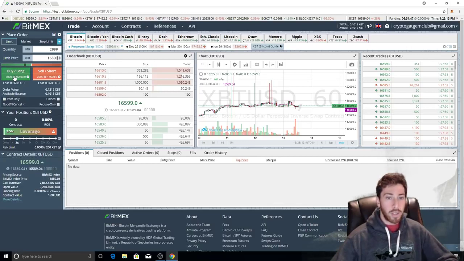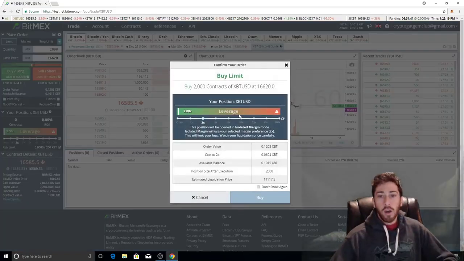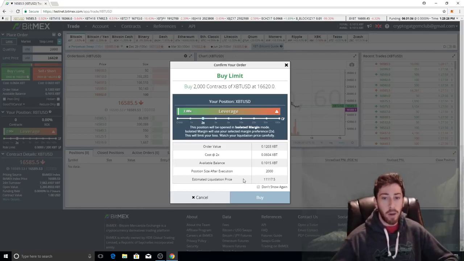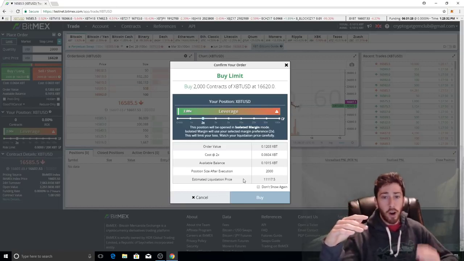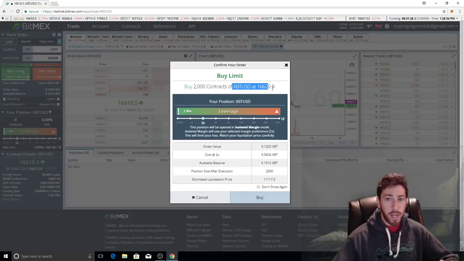When we go to open this long, the contract price went up, so I'm going to increase this to 16,620. When we open this, we see a few things. Here's the liquidation price I was talking about earlier. Since they're loaning us money on margin, there's going to be a liquidation price. We're going long, so the liquidation price is going to be far below the current price. If the current price drops below the liquidation price, you get liquidated and you lose your money.